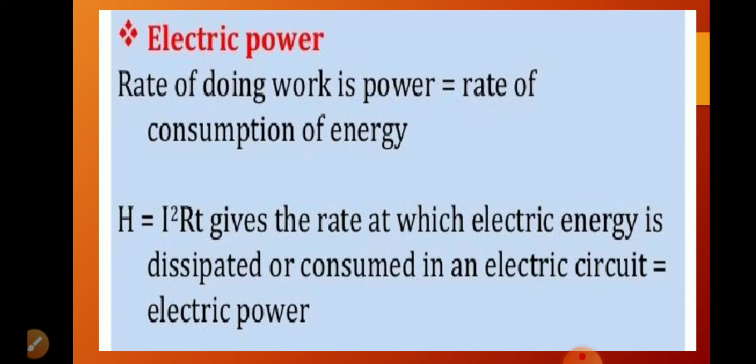Here H equal to I square R T gives the rate at which electric energy is dissipated, which you have learnt in the last class, or it is consumed in an electric circuit. So this is nothing but electric power. The rate at which electric energy is dissipated with respect to time is called electric power.